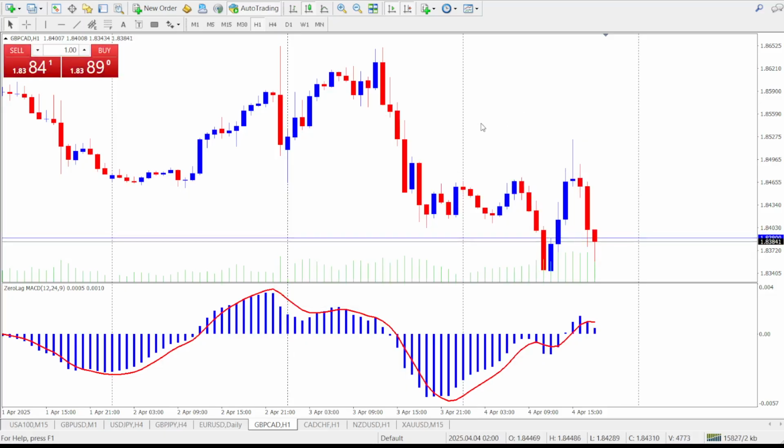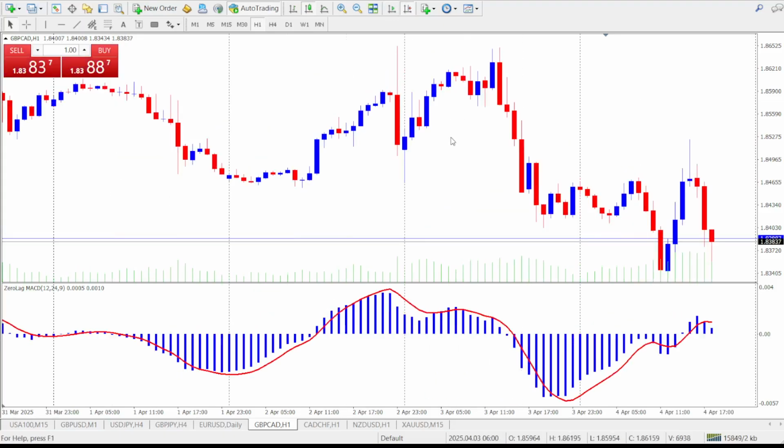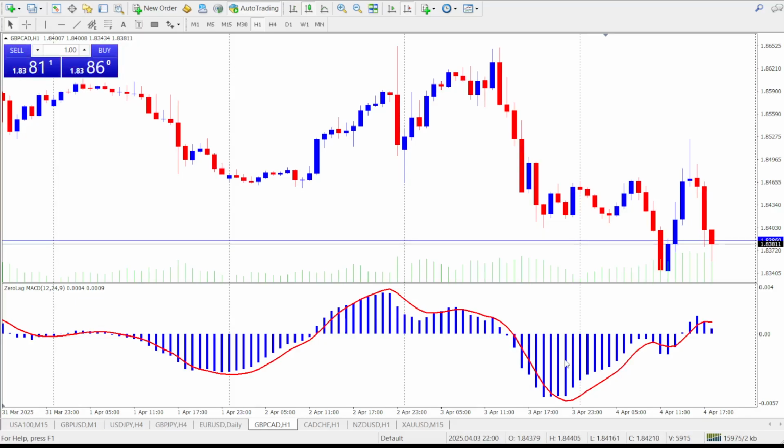And when the fast EMA is below the slow EMA, it's usually a bearish signal. So how exactly does the ZeroLag MACD work? Well, the indicator generates MACD histogram bars that show the market momentum. When these histogram bars move above the zero line, the market trend is considered bullish. Conversely, when the histogram bars move below the zero line, the market trend is considered bearish.